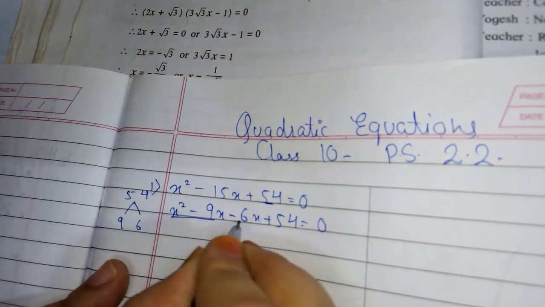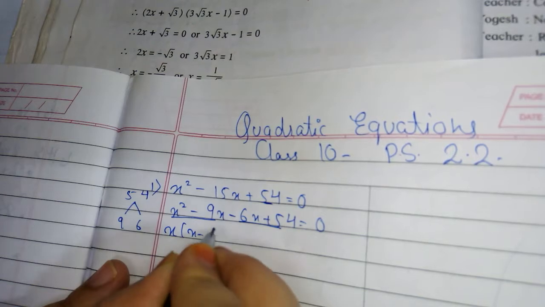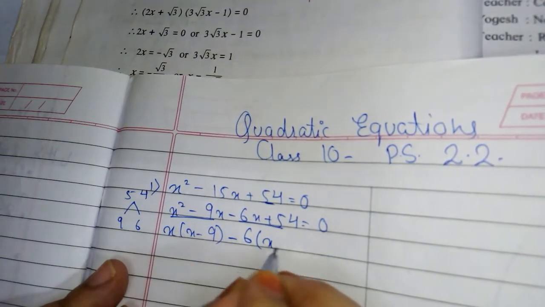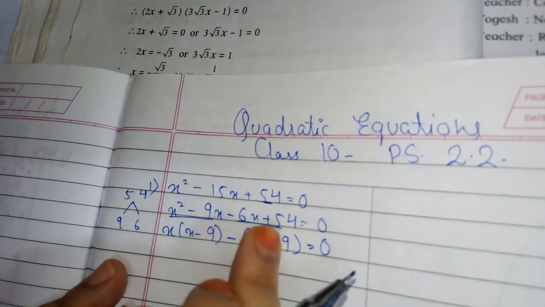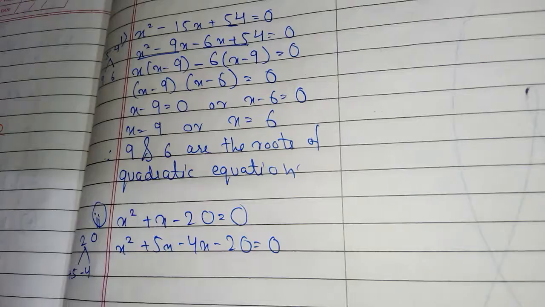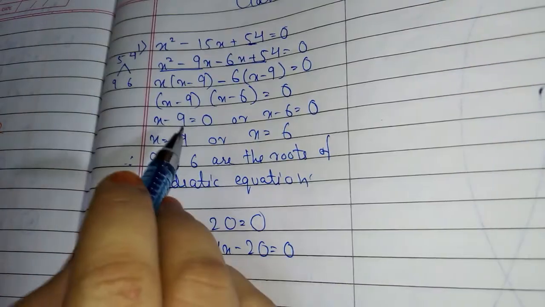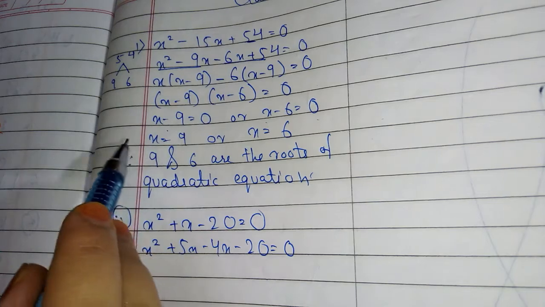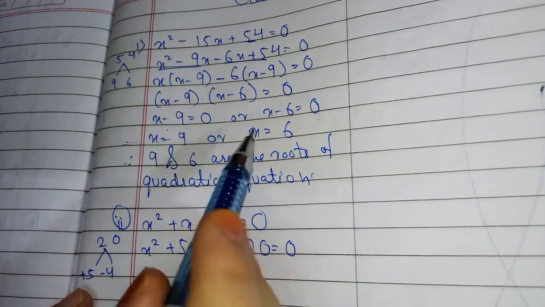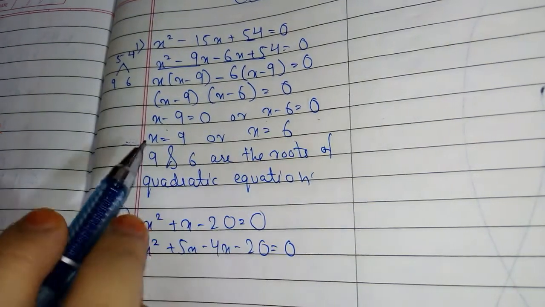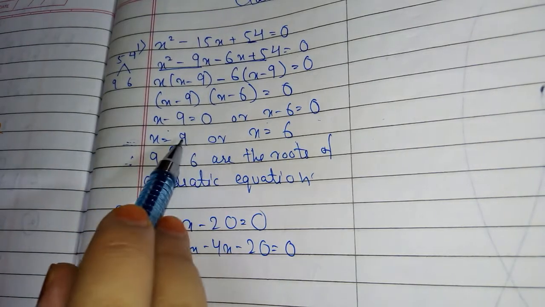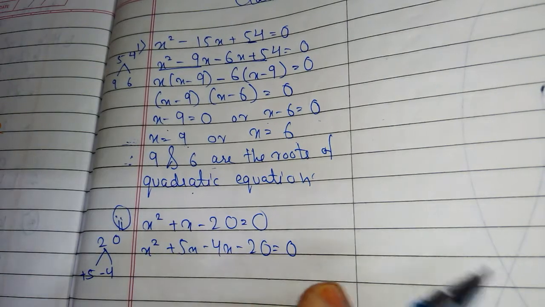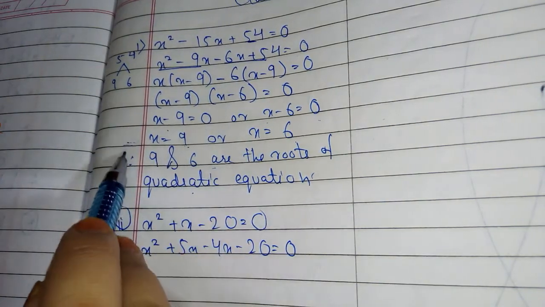From the first two terms we take x common, so in the bracket we get x minus 9, and from the other two terms we take 6 common, so we get x minus 9 again. So we write x minus 9 is equal to 0 and x minus 6 is equal to 0. Then in the next step, x is equal to 9 or x is equal to 6. In the sentence we write that 9 and 6 are the roots of the given quadratic equation. At last you have to write the answer in a sentence.